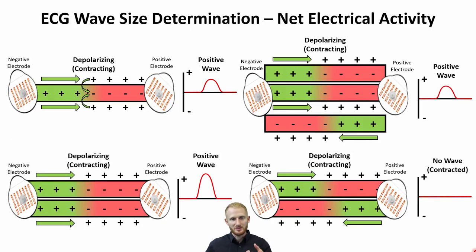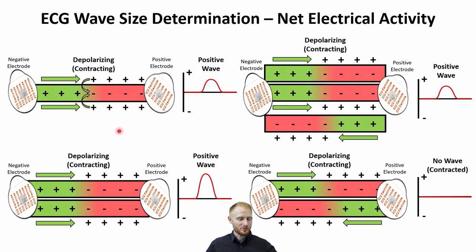Now we're going to complicate things just a little bit further. It's not much further, but just a little bit. All right, so we're back to the example. This is the exact same example that we started with. So we have a positive wave moving towards a positive electrode, making a positive wave on the ECG signal. All right, so we've already talked about that. It's nothing new. I'm just using it as our sort of baseline of information here.